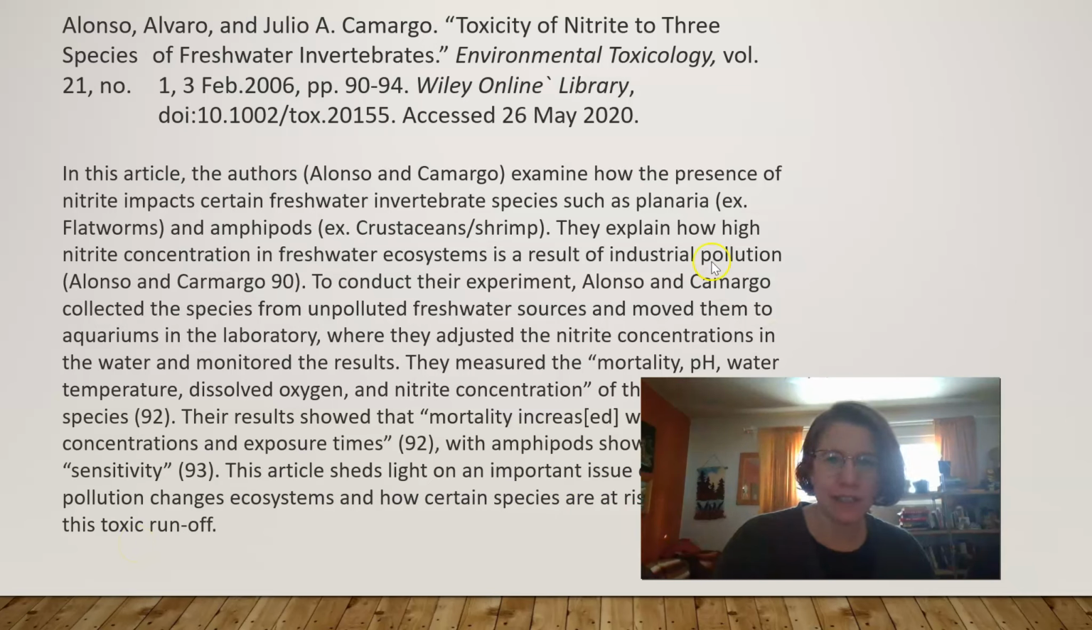They explain how high nitrite concentration in freshwater ecosystems is a result of industrial pollution. Alonso and Camargo 90. So the information in the brackets there is a citation. So this is MLA style citation, that includes the author's last name and the page number where that information is stated.